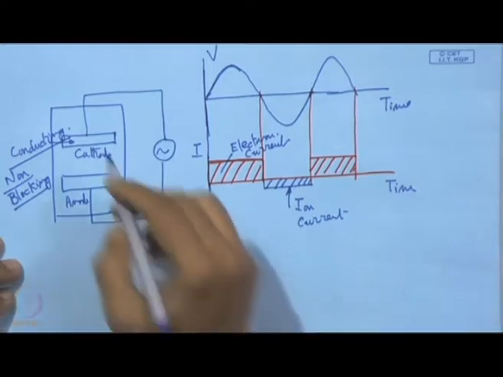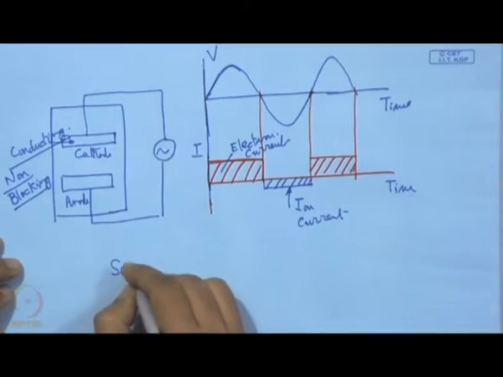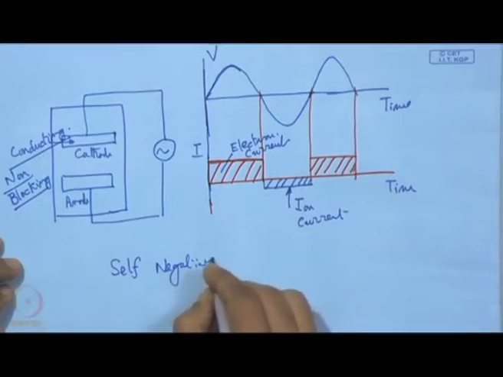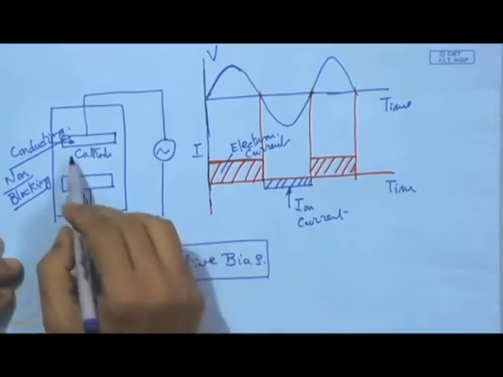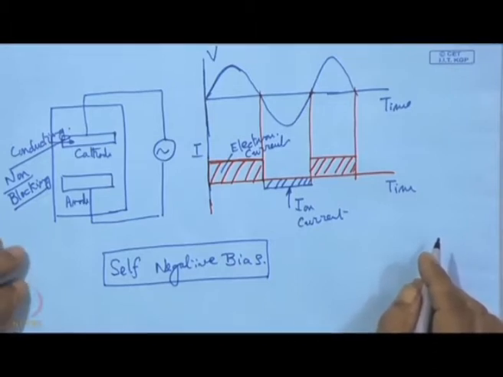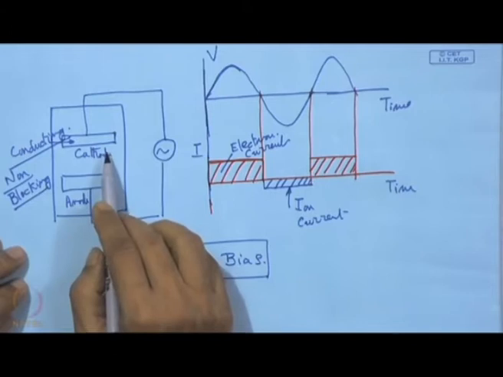However, when we have a non-blocking cathode, whether it is AC or DC, the most important thing here is to have a self bias, that means a self negative bias on the cathode surface. So, on this cathode surface a self negative bias voltage must develop.